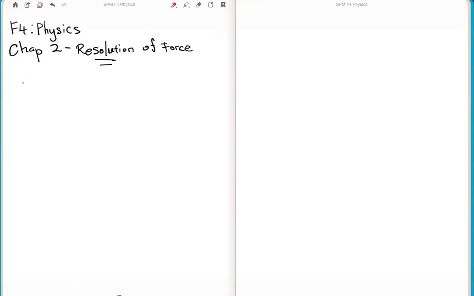Well, in the previous video, we learned that in order to get the resultant force, the method I'll show you is the tip to tail method, or tail to tip method. We'll talk about the tail to tip method.